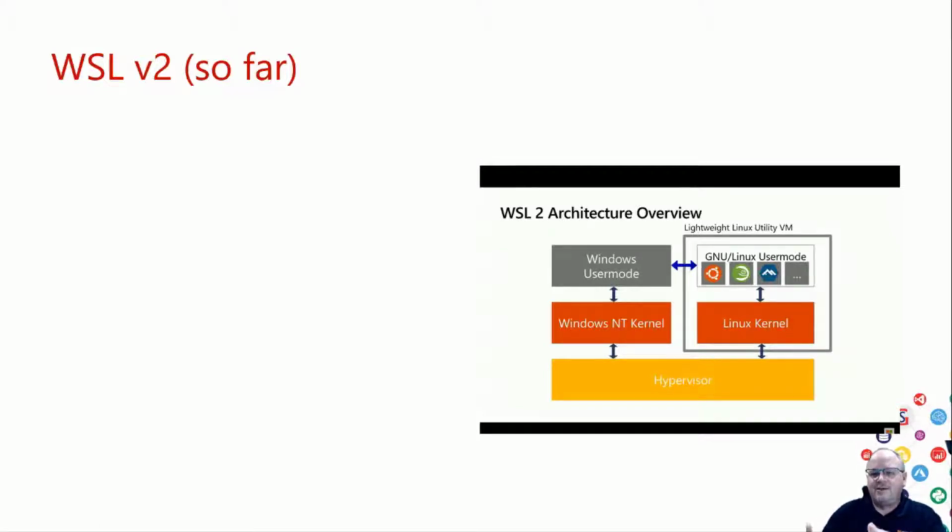And the right-hand side, you're doing the Linux kernel. Okay, but see, the Windows user mode and the Linux user mode are sharing. They're actually cross-platform there. And it's using a lightweight Linux utility VM. It's not that big one they used to have for V1. It's actually a smaller, lightweight one that doesn't even show up in the Hyper-V Client Manager any longer, which I'll show you in the demonstrations.